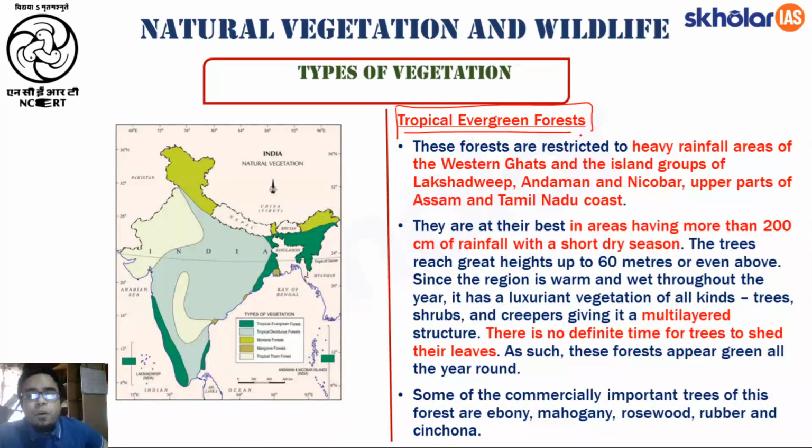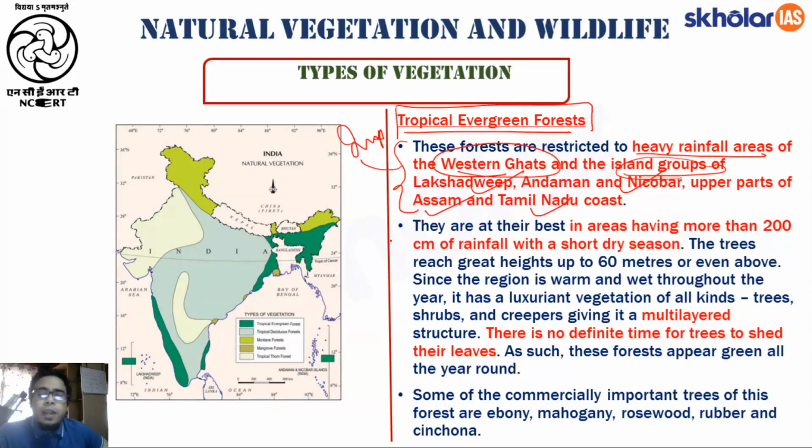Now these type of forests are restricted to heavy rainfall areas of Western Ghats, mostly in the western part of the Western Ghats, then in the island groups of Lakshadweep and Andaman and Nicobar, the upper parts of Assam, as well as along the Tamil Nadu coast. Now these areas are very important for you to understand from your examination perspective. Always remember the areas where this type of vegetation is found, because these are always asked in your examination.